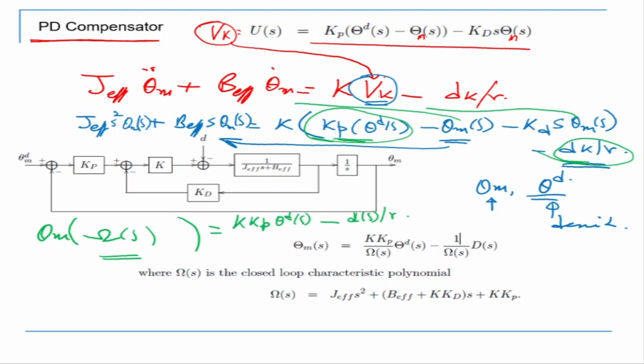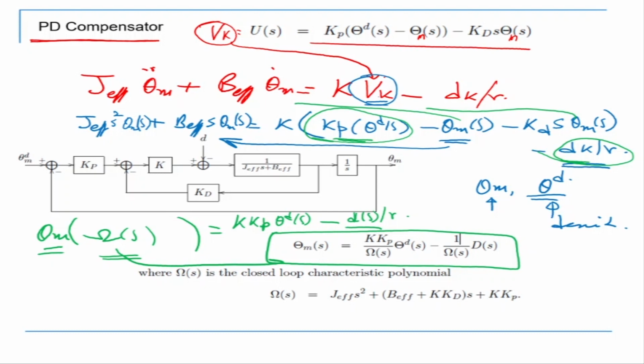Now when I take theta m s, this term will come in the denominator. So theta m s is equal to K Kp by the denominator into theta d s, minus 1 by the denominator into dk by R. Now this is my transfer function. If you look at the denominator of this, that gives the characteristic equation. So my characteristic equation is this.